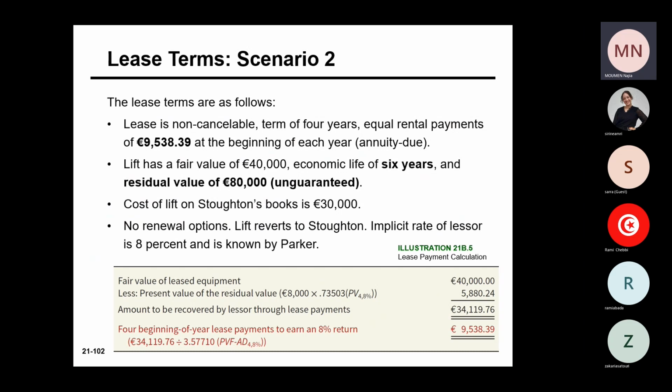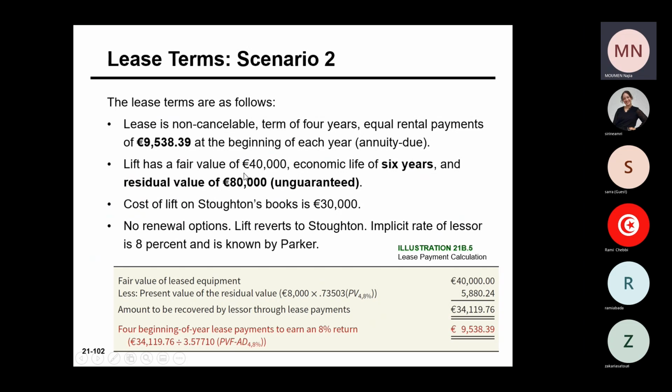Again, we have the same situation: the lease is non-cancelable, term of 4 years, equal rental payment, but here we have a different rental payment that is 9,538 at the beginning of each year. The lift has a fair value still of 40,000. The economic life was 4, but now for this second scenario, it is 6 years.